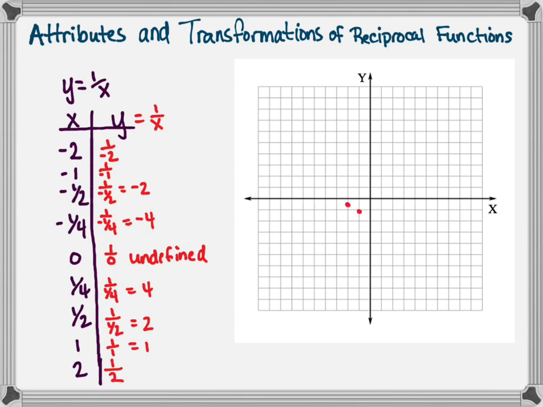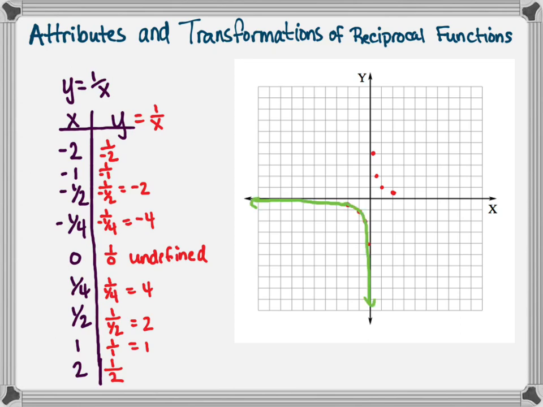-2, -1/2; -1, -1; -1/2, -2; -1/4, -4. We don't have a point at x equals 0 because it's undefined there. 1/4, 4. 1/2, 2. 1, 1. And 2, 1/2.